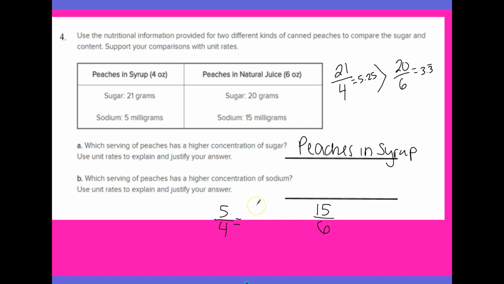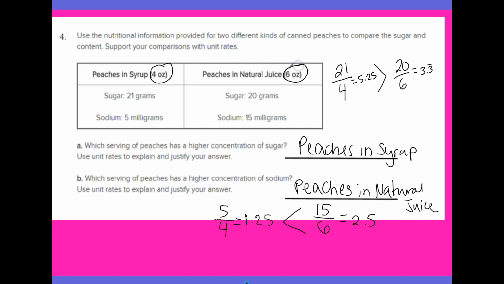Now again, if you type this into your calculator, 5 divided by 4 is 1 1/4, and 15 divided by 6 is 2 1/2. So that means that 15 divided by 6 is going to be higher, so we have a higher sodium for peaches in natural juice. Okay, so we do have to take into consideration here how many ounces they're talking about. So if 4 ounces is going to be less liquid than 6 ounces, so that will make a difference when solving these problems.